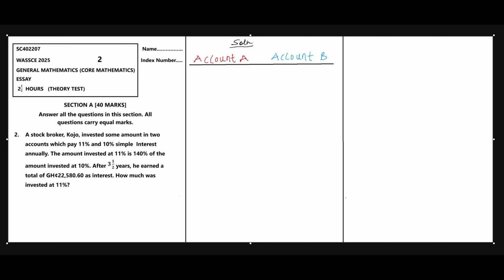So that is for the two accounts, account A and then account B. Now account A pays 11% and account B pays 10% rate. So these are the rates of payment under the simple interest terms per annum. So the rate for account A is giving us 11%.